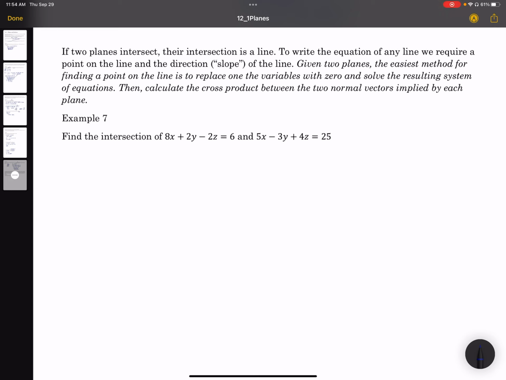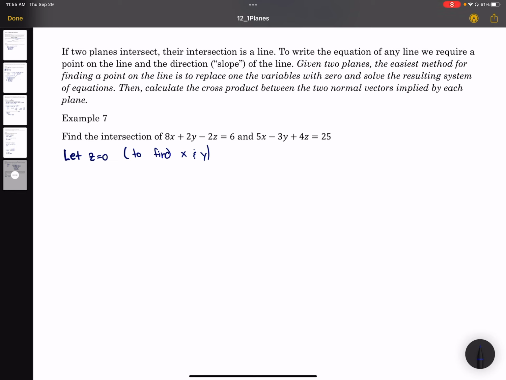So you could do this with any variable. Let's do it for what's easy. Let's let z equal 0, and our reason for this is to find x and y.